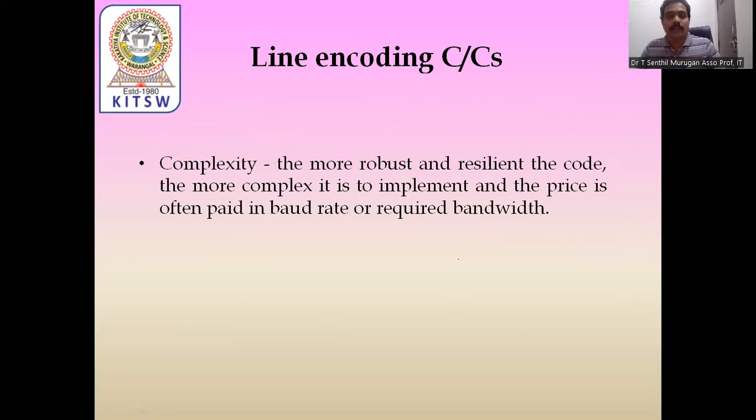Complexity. The more robust and resilient the code, the more complex it is to implement, and the price is often paid in baud rate or required bandwidth. What is the complexity? It depends on how many signals we are sending and which line coding techniques we use. Accordingly, we have to pay more.